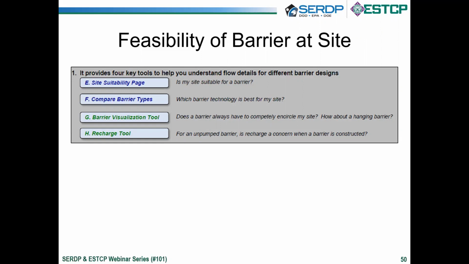Also, recharge may be a concern at some sites, so those with either low recharge or some type of cap may be best. To evaluate this in particular, an infiltration or recharge calculator is included. And finally, evaluating access becomes important, and the barrier visualization tool and technology comparison can be useful for this.